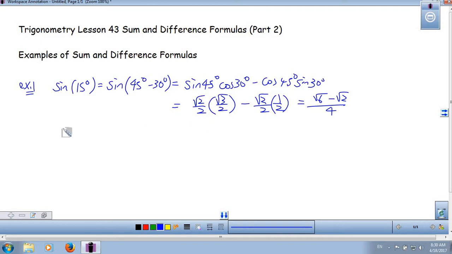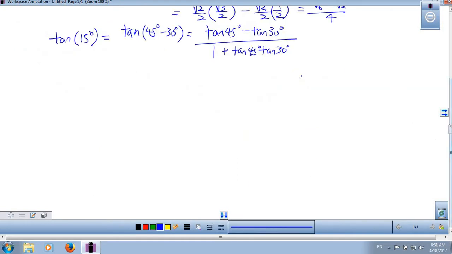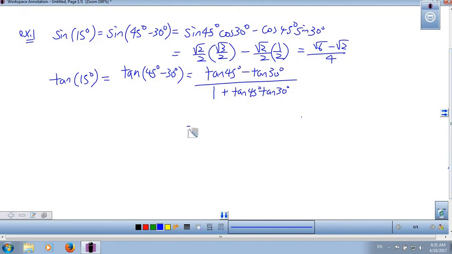We can do that for cosine and for tangent. Let's do one for tangent of 15 degrees. We did one for cosine yesterday, so let's try tangent. This is tangent of 45 degrees minus 30 degrees, and let's use the difference formula for tangent. That would be tangent of the first angle minus tangent of the second angle, divided by 1 plus tangent of the first angle, 45 degrees, times tangent of the second angle, 30 degrees. For tangent there will be slightly different operations because it involves fractions. So let's work it out.